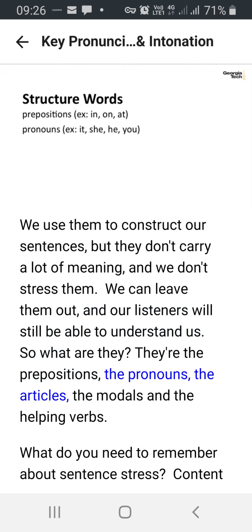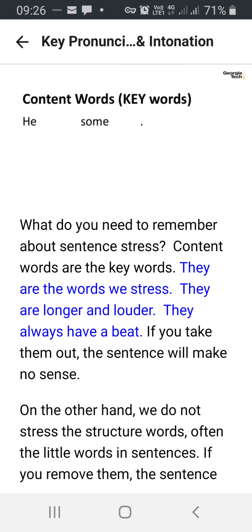What do you need to remember about sentence stress? Content words are the key words. They are the words we stress. They are longer and louder. They always have a beat. If you take them out, the sentence will make no sense.